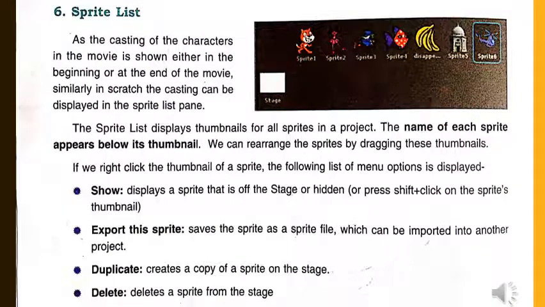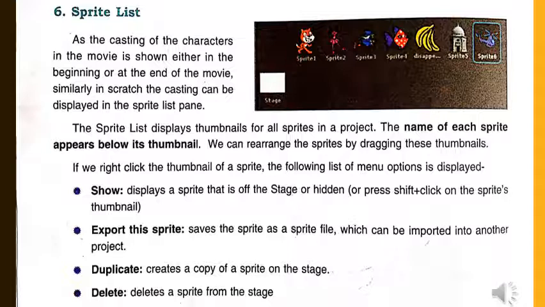Now let's see the sprite list. As the casting of the characters in a movie is shown either at the beginning or at the end of the movie, similarly in Scratch, the casting can be displayed in the sprite list bar. The sprite list displays the thumbnails for the sprites in the project. The name of each sprite appears below its thumbnail. We can rearrange the sprites by dragging these thumbnails. If we right click the thumbnail of a sprite, the following list of menu options is displayed.